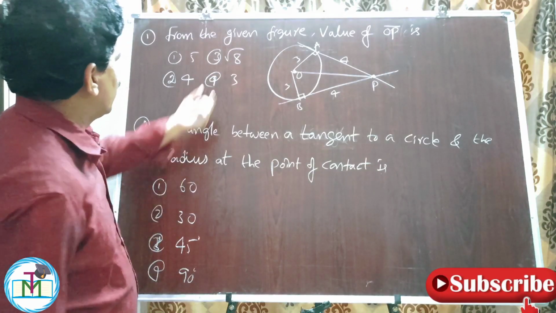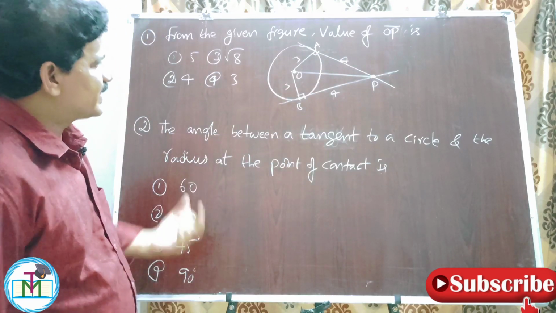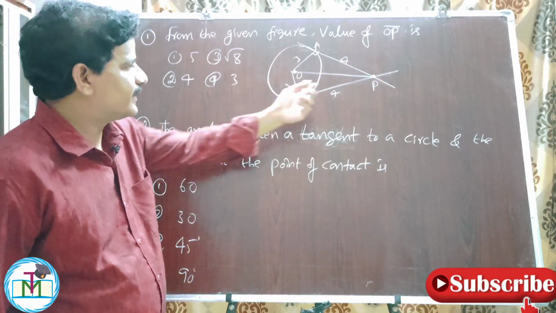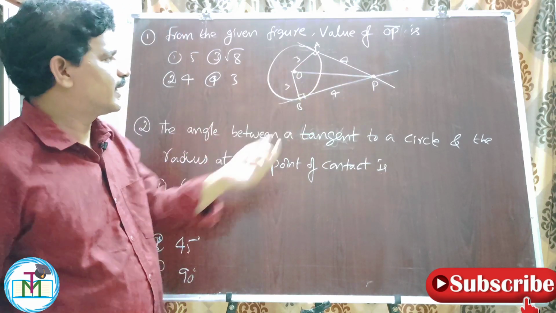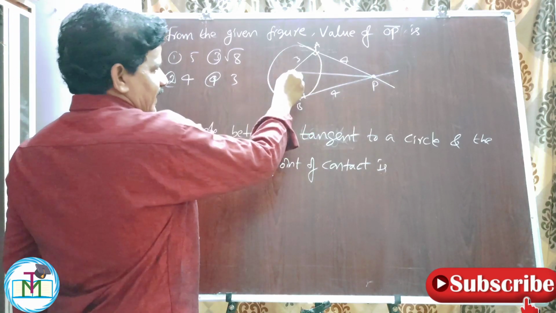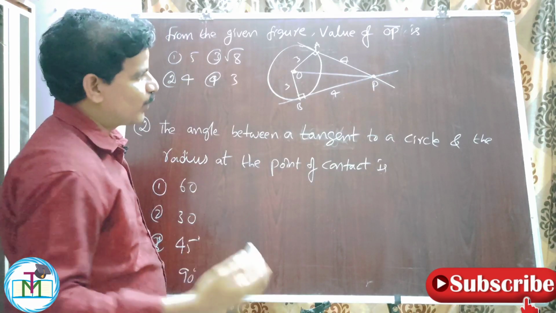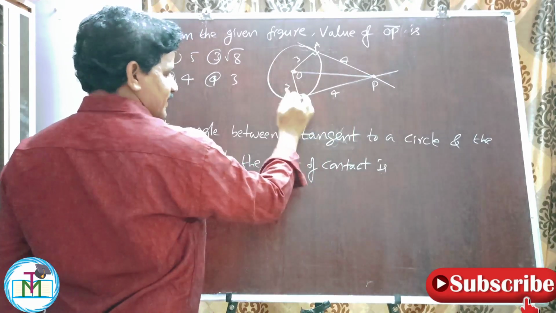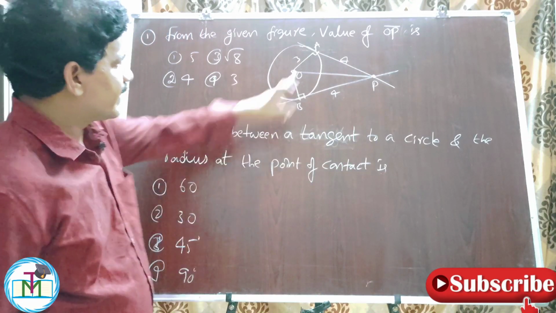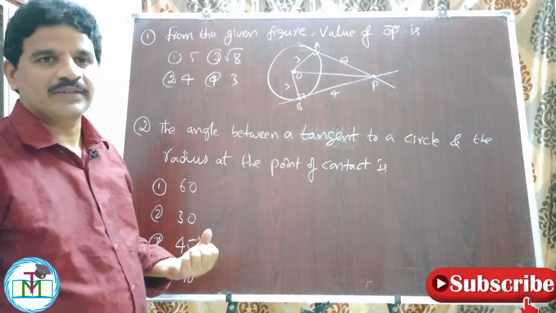Question number 1. From the given figure, the value of OP is. What is the given figure? There is a circle and there is an external point. From that point we can draw two tangents to the circle. This is a circle with center O. The two tangents are drawn from an external point P, one touching the circle at A and one more tangent touching at B. A and B are called points of contact, sparsha binduvulu.